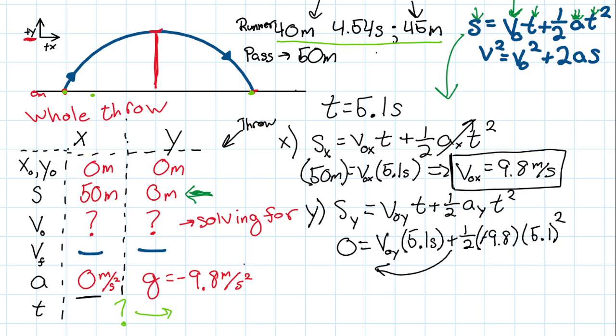And the number we're going to get is v naught y is equal to 24.99 meters per second. Okay? This is in the y direction.